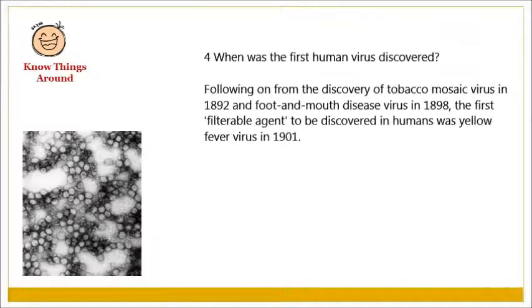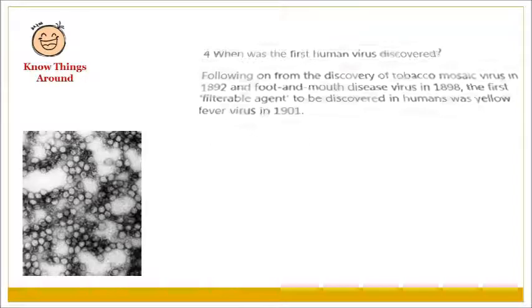When was the first human virus discovered? Following on from the discovery of tobacco mosaic virus in 1892 and foot and mouth disease virus in 1898, the first filterable agent to be discovered in humans was yellow fever virus in 1901 AD.